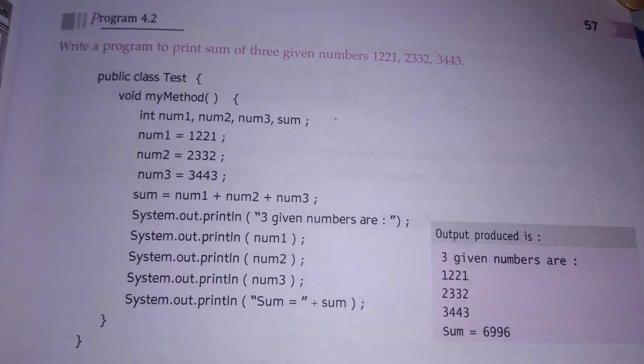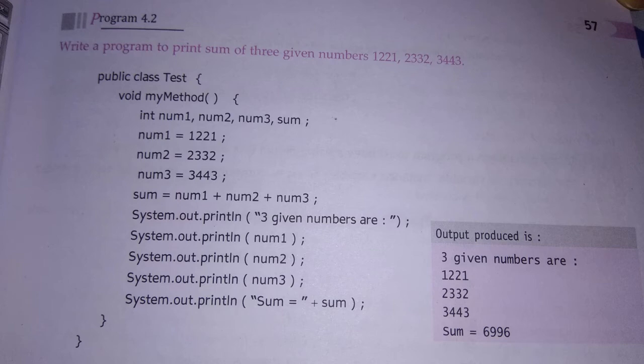Write a program to print the sum of three given numbers. And the three numbers are also given: 1221, 2332 and 3443. For this, first of all, I will declare the class. Class name is test. Then I will declare the function, that is my method. Then after the declaration of class and method, I will declare the variables. So all are of integer type. So simply first I will give int, and then after using commas we can declare all the variables, because all are of int type.